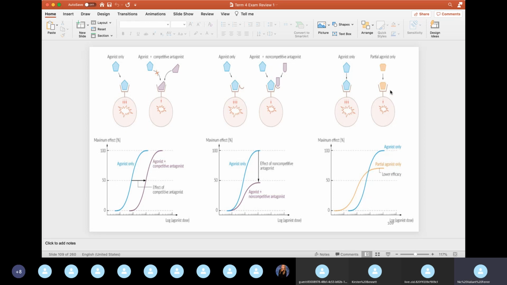Now, let's look at partial agonist. Does it bind to the same site as the agonist? To the active site? Yes, it binds to the active site. Now, let's look at the image here. How are we going to compare and contrast partial agonist with agonist? What happens to EC50? Which has a lower EC50?